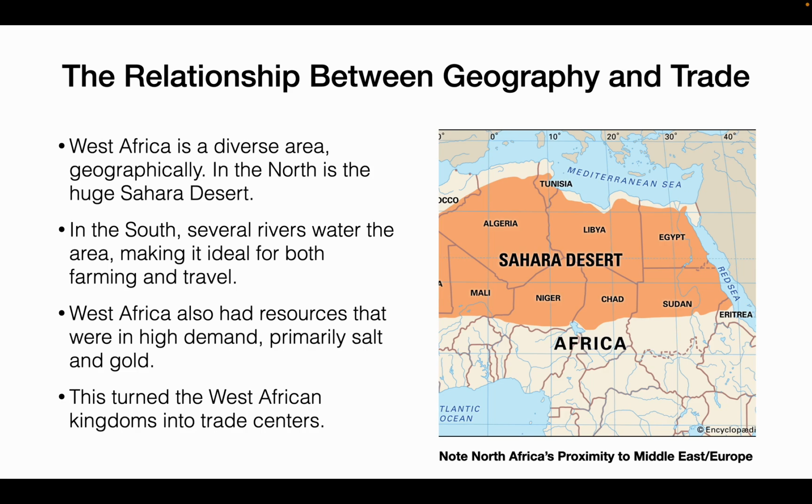West Africa also had a lot of stuff that people wanted. Gold was a huge part of that, but also salt, which was not easy to get to back in the old days and was really valuable because it kept your food fresh for long periods of time. And so this meant that West Africa turned into a trade center for the rest of the world.